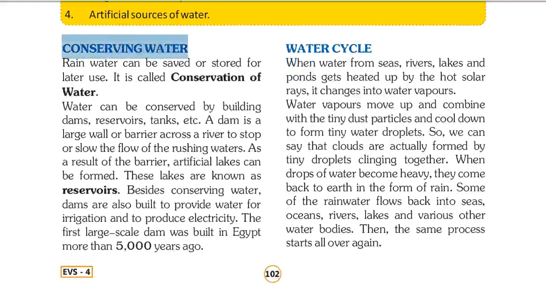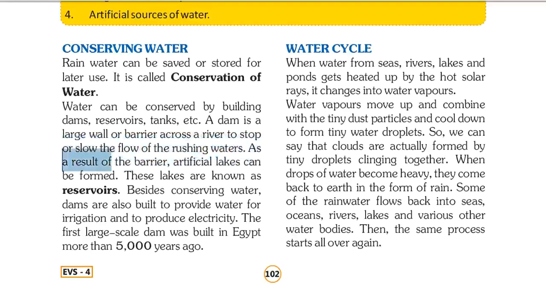Conserving water. Rainwater can be saved or stored for later use. It is called conservation of water. Water can be conserved by building dams, reservoirs, tanks, etc. A dam is a large wall or barrier across a river to stop or slow the flow of the rushing waters.